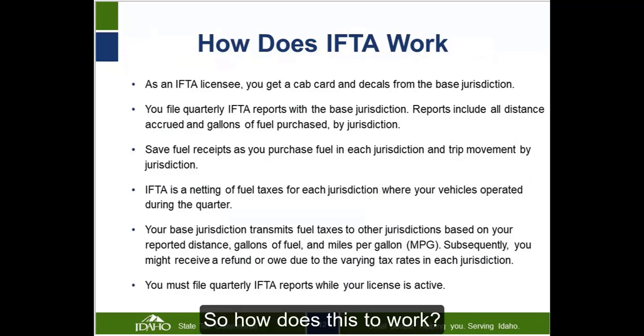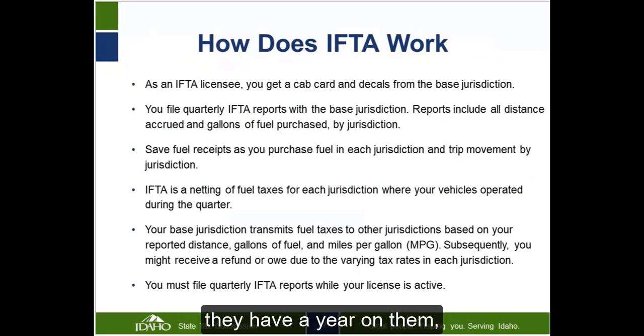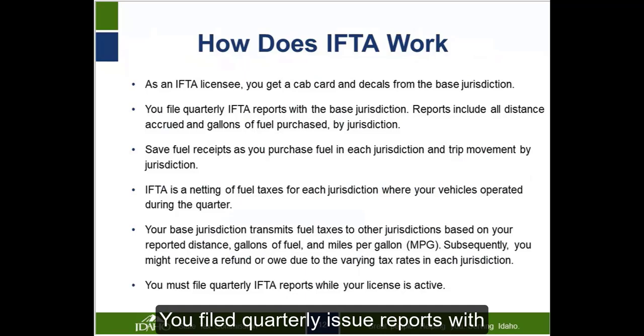So how does IFTA work? Like I mentioned, you get a cab card and decals from your base jurisdiction. So your decals will actually have your base jurisdiction's state. The decals change colors each year, and they have a year on them. So they expire at the end of the year, and you'll get a new color. You file quarterly IFTA reports with the base jurisdiction, and you include all your distance accrued and gallons of fuel purchased by jurisdiction.